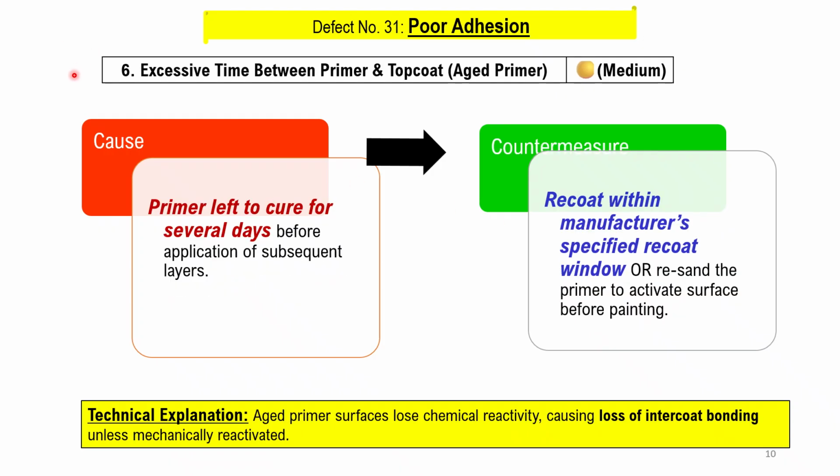Number six probable cause could be excessive time between primer and top coat. That is, primer left to cure for several days before application of subsequent layers. Aged primer surfaces lose chemical reactivity, causing loss of intercoat bonding unless mechanically reactivated. Therefore, what we recommend is to recoat within the manufacturer's specified recoat window or resand the primer to activate the surface before painting.